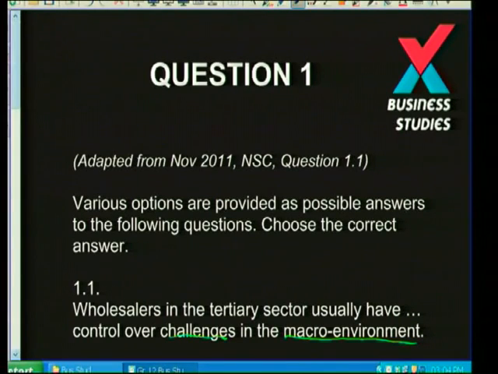Now remember, there are three environments: the micro, the market, and the macro. So in this question, they're referring to the macro. Now, if you can remember from your studies, the micro environment is the one where the business owner or management will have full control. Market, you have no control, but you can influence the challenges. In the macro, you have absolutely no control. These are things that are happening outside the business, and you cannot control those.